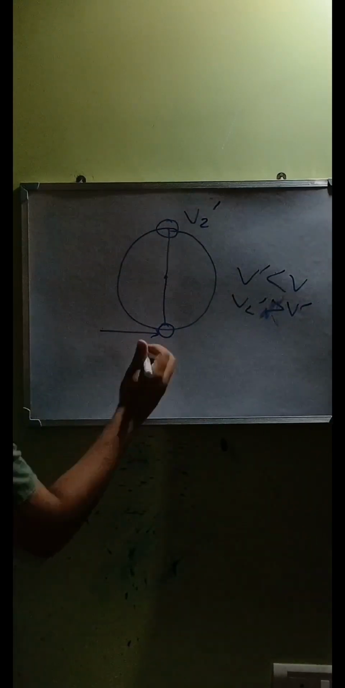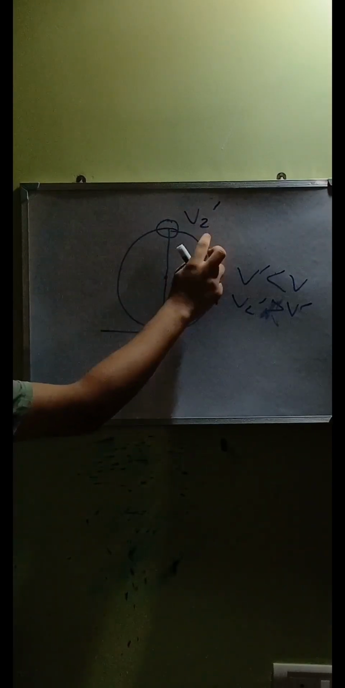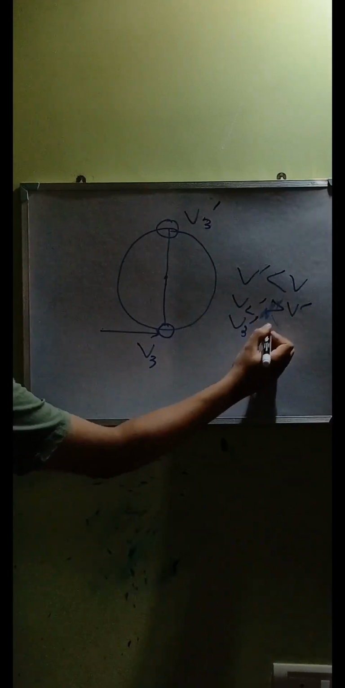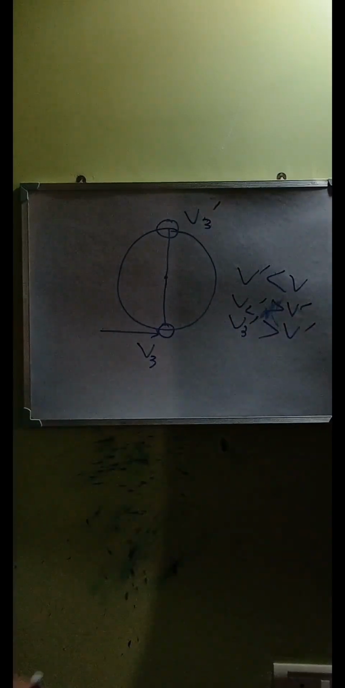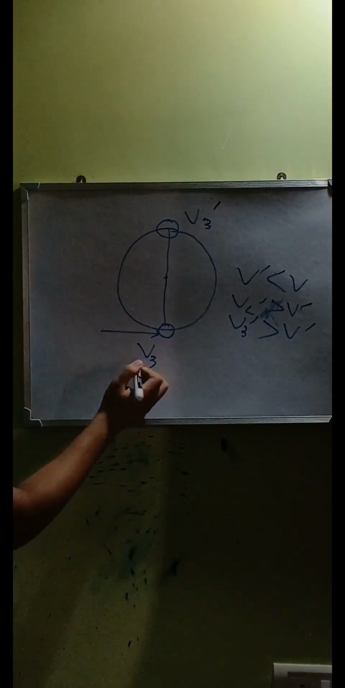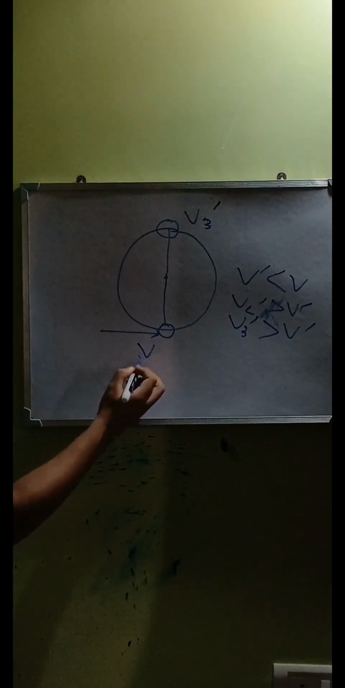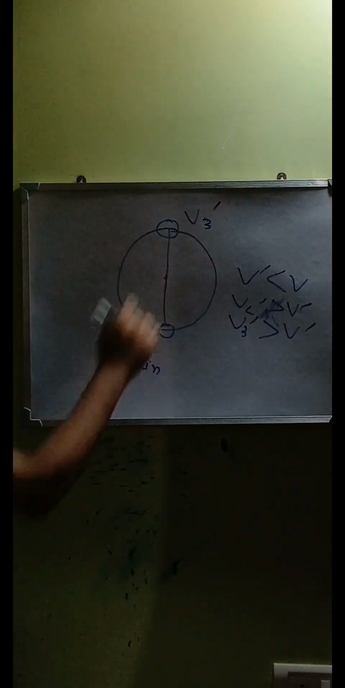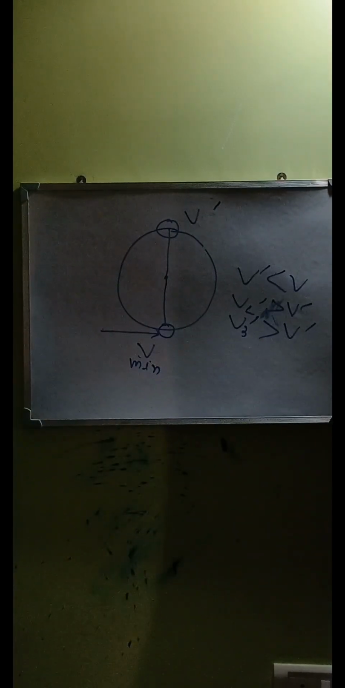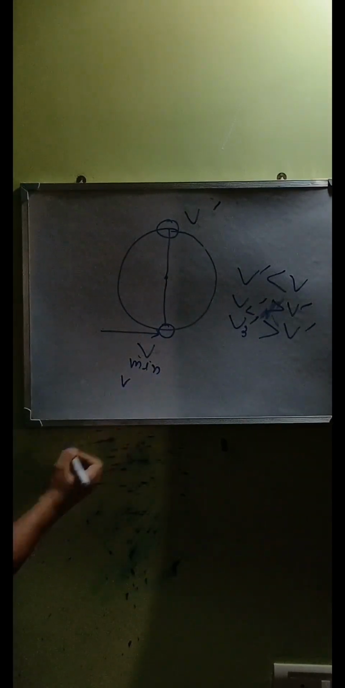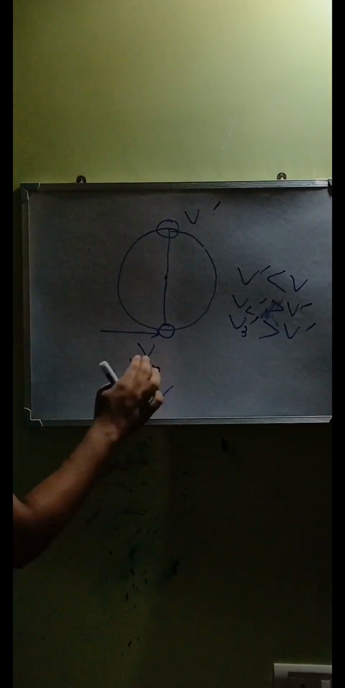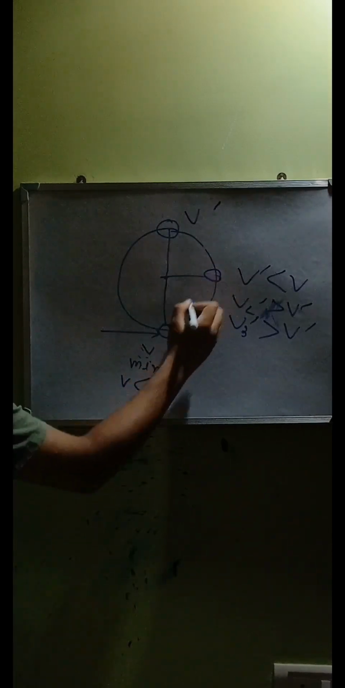Similarly, if I give a velocity v3 at this point, then the velocity at the top will be v3 dash, and again this v3 dash will be greater than v dash. So that's why I say that if I give a velocity v at this point, which is the minimum velocity, then after reaching the topmost point also, it will have the minimum velocity only. The velocity will decrease, but of course it will be minimum. And note that if I give a velocity less than v at this point, then it won't be able to complete a loop.